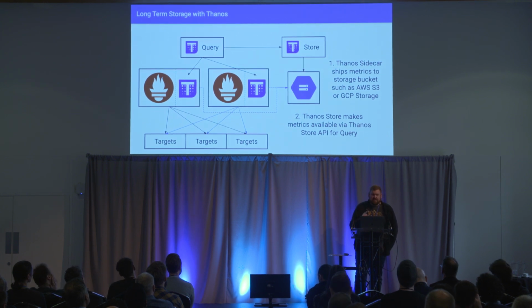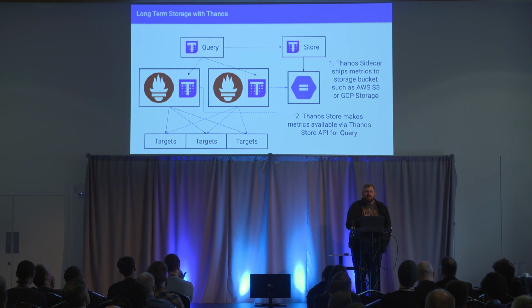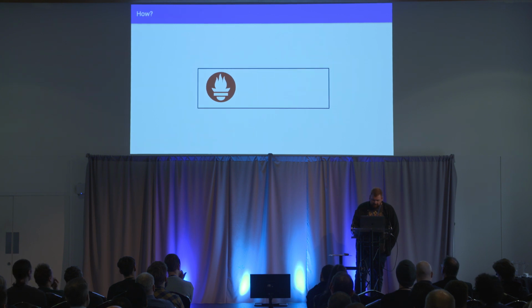Once Thanos Store is there, the query layer will automatically become aware of it via the same discovery process that it used to find the sidecars. And we will then run queries in Thanos Query, and we will be querying against our local Prometheuses and the long-term metrics sitting in the GCS bucket in my example. How does this work on the HUD?